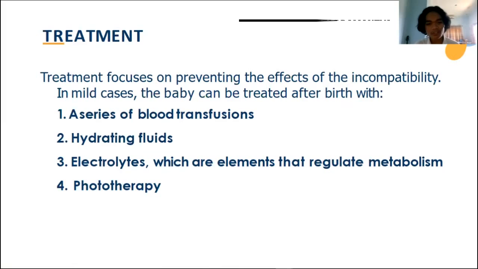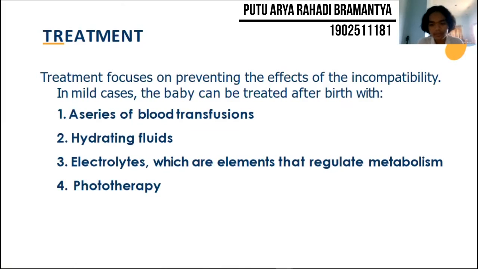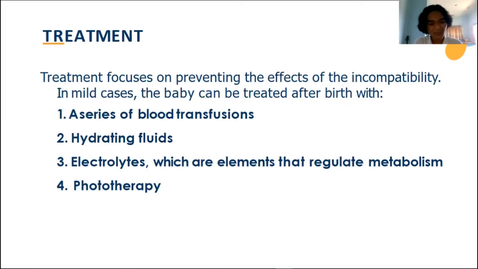Next. Treatment focuses on preventing the effects of the incompatibility. In most cases, the baby can be treated after birth with a series of blood transfusions, hydrating fluids, electrolytes, which are elements that regulate metabolism, and phototherapy. And on rare occasions, an exchange transfusion may be necessary. Full recovery usually occurs with no lasting repercussions. Phototherapy involves keeping the baby near fluorescent lights to help reduce the bilirubin in the blood. These procedures may be repeated until the Rh negative antibodies and excess bilirubin have been removed from the baby's blood. Whether it must be repeated depends on the severity of the baby's condition.